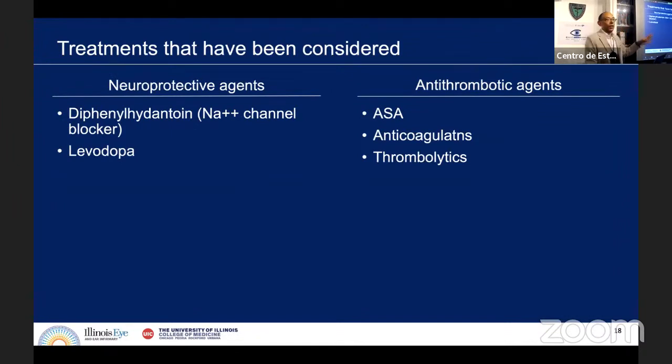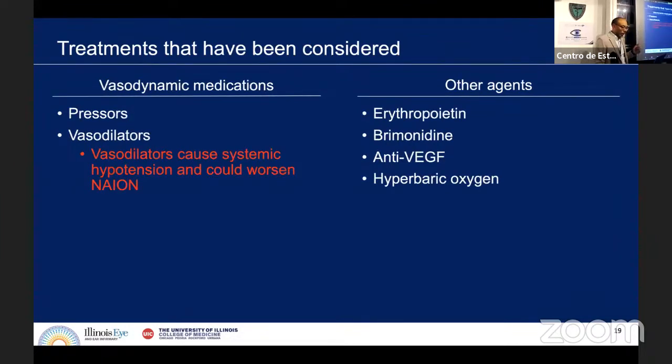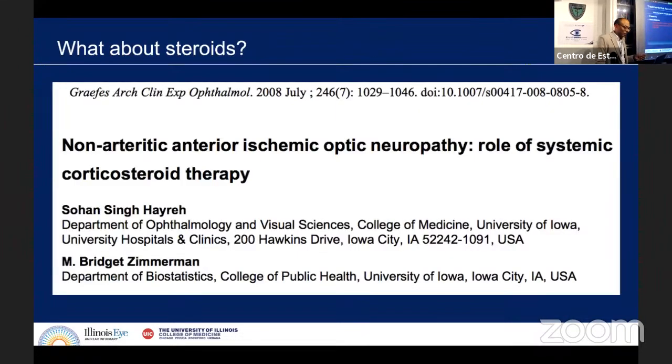We have tried everything to treat this disease. So neuroprotective agents, aspirin and anticoagulants, but none of these have really borne out in any of these studies. What about steroids? So Hayreh, we talked about him. He studied this and advocated for the use of steroids. The nerve is swollen. Is this inflammatory?